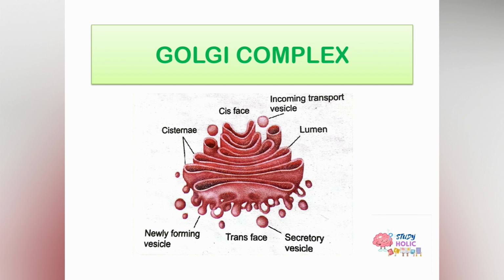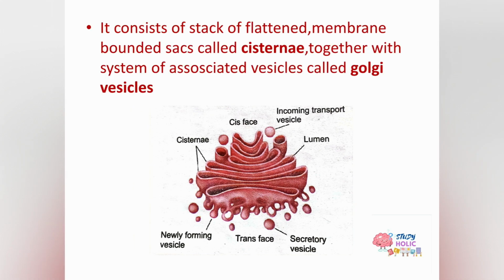Let's begin with our next topic today, that is Golgi complex. I have attached the picture from the book as you can appreciate over here. Now let's move on to the definition. It consists of stack of flattened membrane bounded sacs called cisternae together with system of associated vesicles called Golgi vesicles.